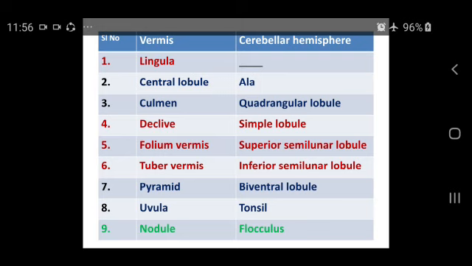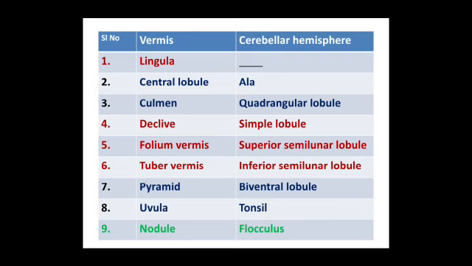Again, to recapitulate: lingula with no lateral projections, central lobule with ala, culmen with quadrangular lobule, declive with simple lobule, folium vermis with superior semilunar lobule, tuber vermis with inferior semilunar lobule, pyramid with biventral lobule, uvula with tonsil, and nodule with flocculus.